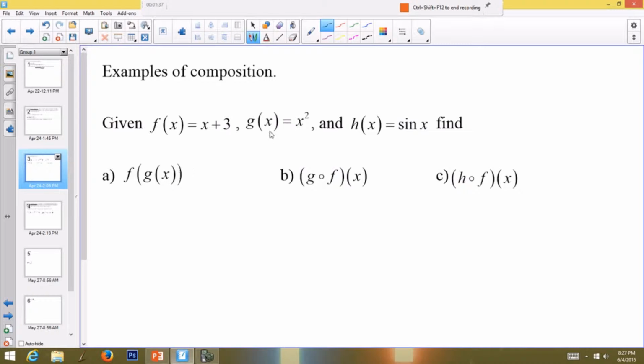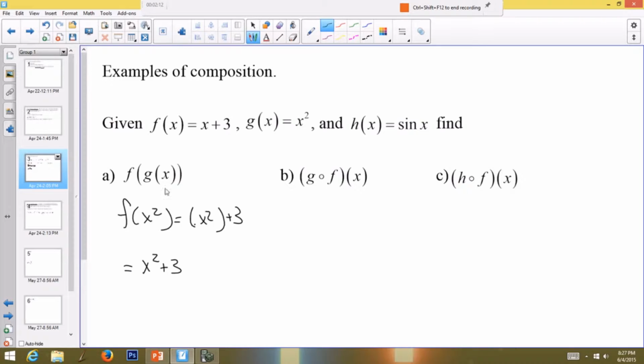So since g of x has been defined as x squared, I am going to replace this g of x with the x squared. So I'm going to get f of x squared. Now, the function f is defined as something plus 3. So it's going to be something plus 3. And in this particular instance, that something is x squared. So my final solution for f composed with g of x is just going to be x squared plus 3.